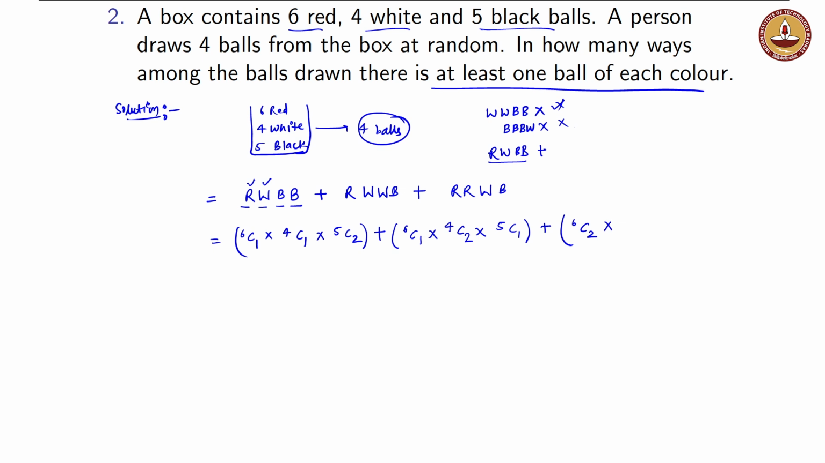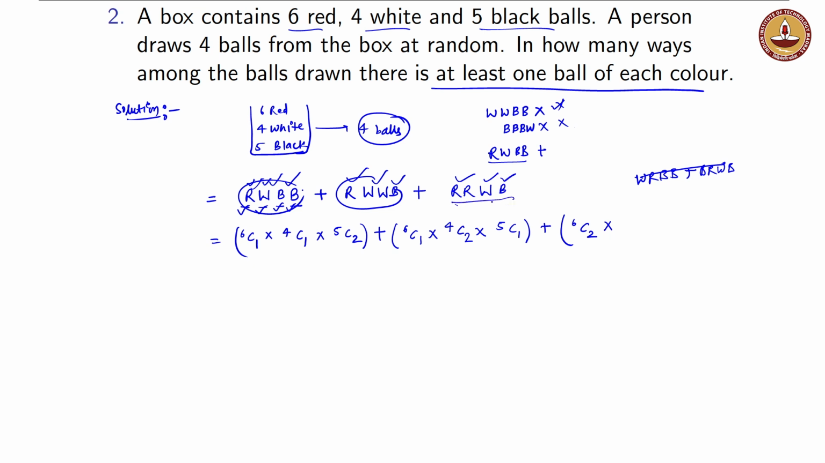Since we are not worrying about order here, this can be anything, right? This can be something like w r b b, or it can be b r w b. We are not worrying about order here. So here I have written it like this, just to mention one red, one white, two black; one red, two white, one black; two red, one white, one black.